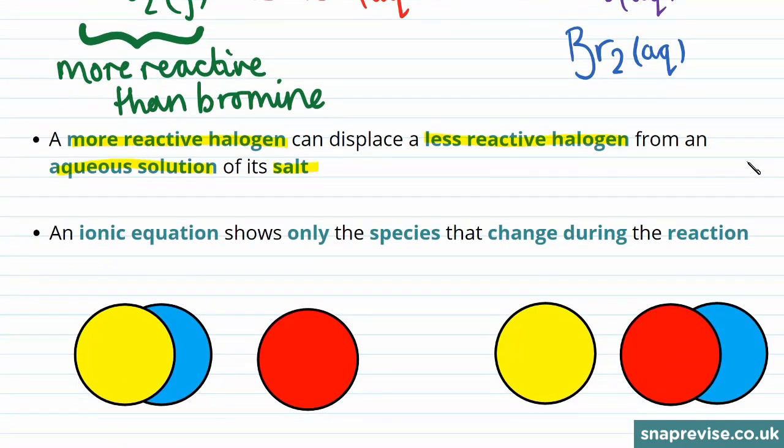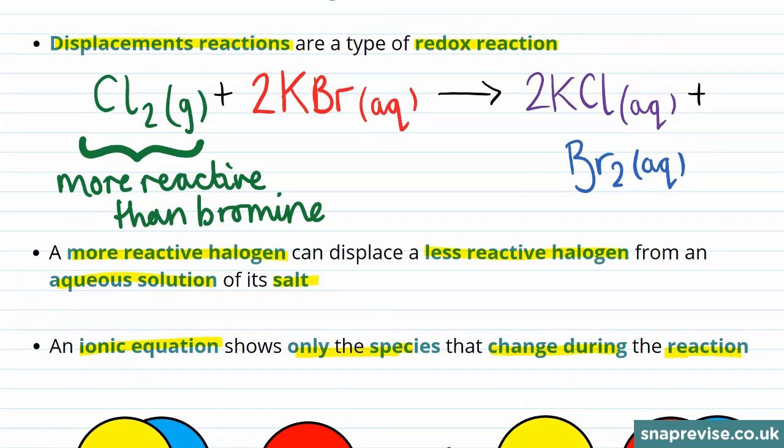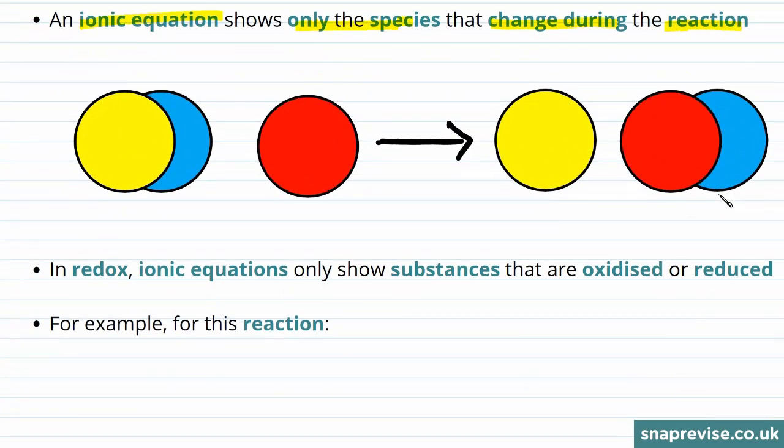In order to write out equations for what's happening in this reaction, we need to remember that an ionic equation will only show the species that change during the reaction. For example, if this diagram represents our reaction, our blue circle represents our potassium, which is in the form of a K+ potassium cation, both in the reactant, potassium bromide, and also in the product, potassium chloride. This species is unaffected by the redox reaction. It exists as a K+ cation before and after the displacement.